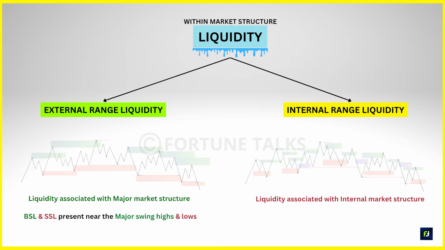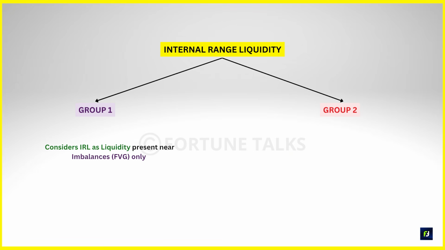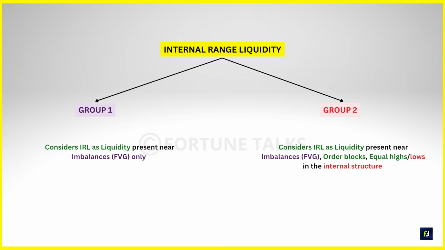Now, when talking about the internal range liquidity, or IRL, some confusions could arise. One group of SMC traders will only consider a fair value gap as an internal range liquidity. Even ICT himself follows the same. There is another group of SMC traders who considers all the possible internal liquidity pools as IRL. These include regions near equal highs or lows, fair value gaps, order blocks, liquidity voids, etc., which are formed within the external swing highs and swing lows.